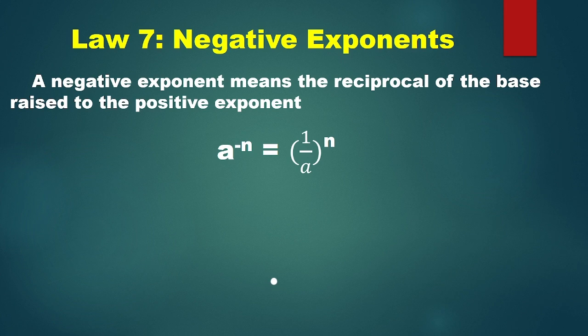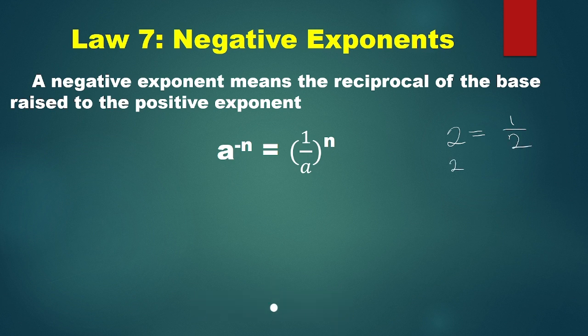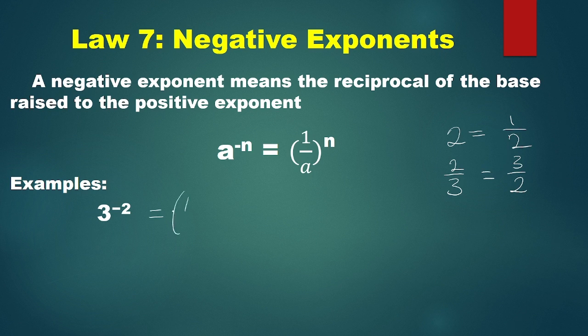Please note that if I have a whole number, the reciprocal of that whole number is just 1 over that whole number. But when I have a fraction, for example, 2 over 3, the reciprocal of this fraction is simply 3 over 2. That's what reciprocal is. Let's take some examples. 3 raised to power negative 2. What is the reciprocal for 3? It's 1 over 3 raised to the positive of the exponent.